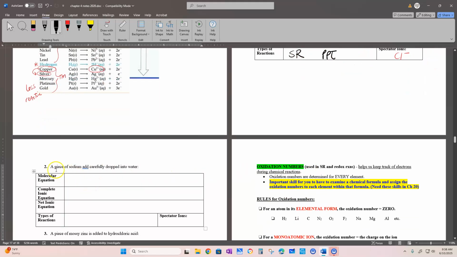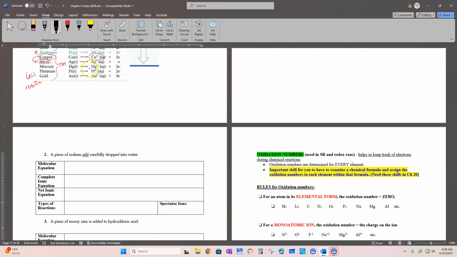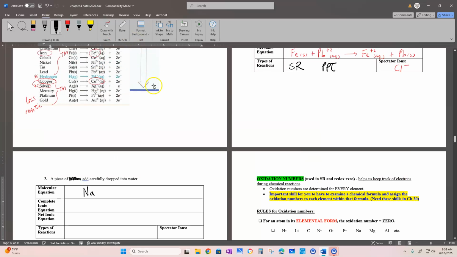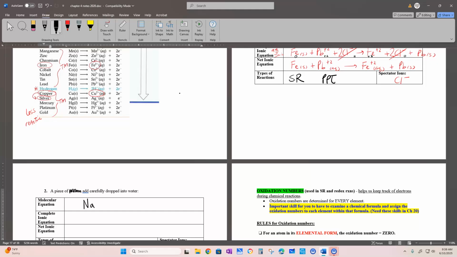Next one is, and I'm going to keep my activity series right here so I can go back and forth, a piece of sodium. And actually, I'm going to pick a different element. So I'm going to edit my notes. The reason why, because we just did an example of sodium above. Let's do potassium. We'll go potassium. Potassium's added to a drop of water. So sodium, let's get rid of the sodium now.